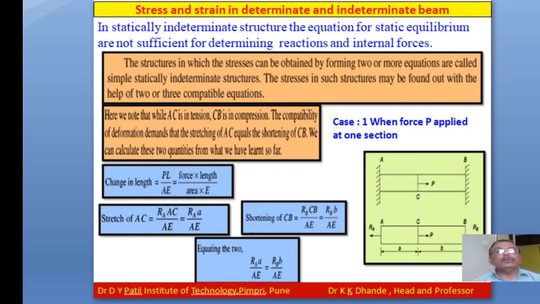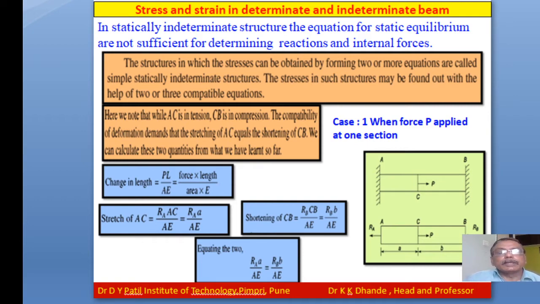The structure in which the stresses can be obtained by forming two or more equations is called a simple statically indeterminate structure. The stresses in such a structure may be found out with the help of two or three compatibility equations. While studying these indeterminate beams, we will study the first case, when a force P is applied at one section only.